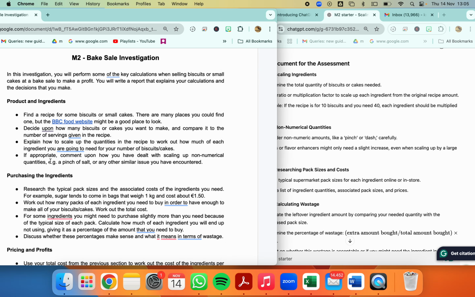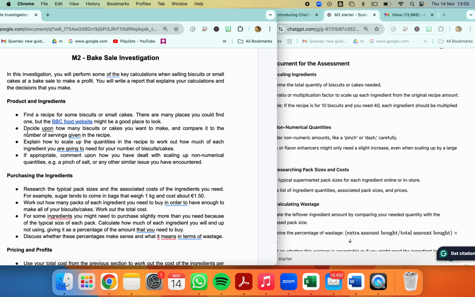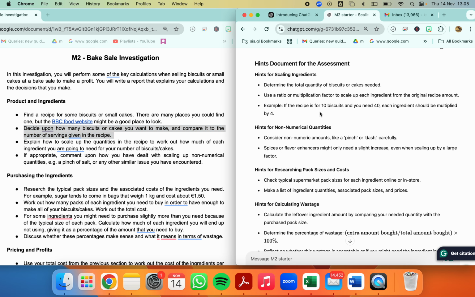So the first thing you're going to do is find a recipe on this website. Decide upon how many biscuits or cakes you might want to make. So for example, if you find a recipe for 10 biscuits, but actually you want to make it for 40 people, you need to times everything by 4.